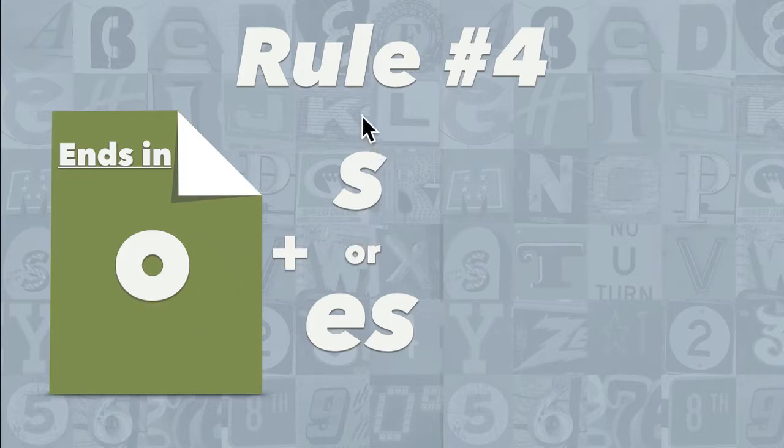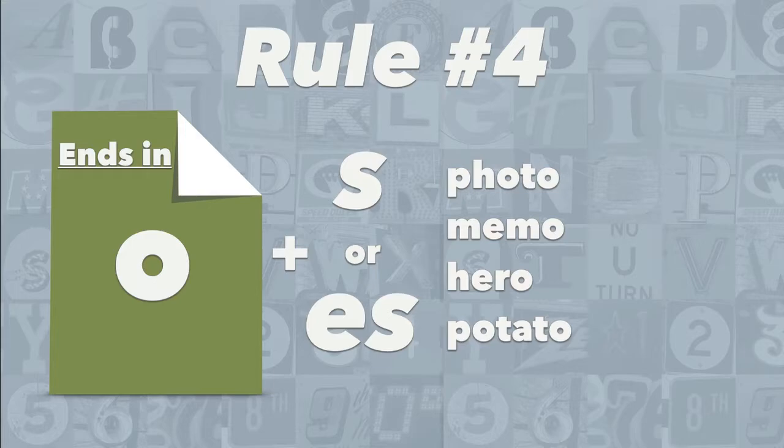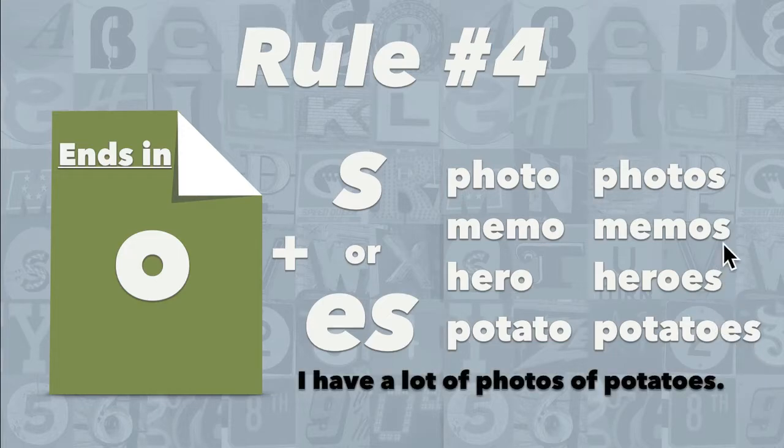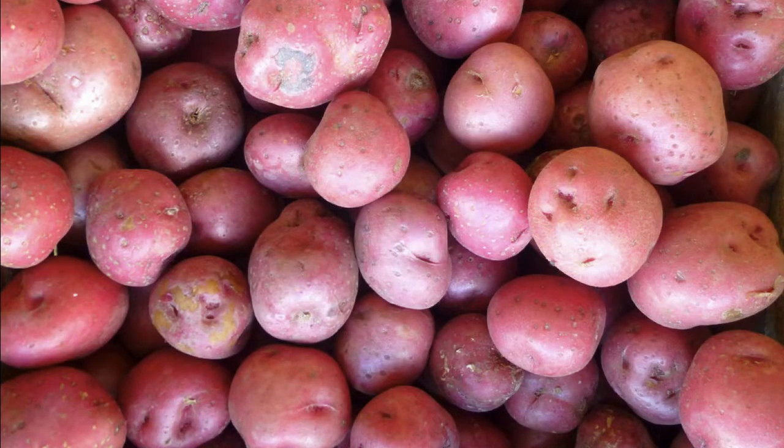Rule 4, what if a noun ends in an O? Sometimes you add an S or you add an ES. And believe it or not, some words you can do either or. It doesn't matter. Some examples: photo, memo, hero, potato. Photo and memo, you only add an S, but hero and potatoes, you add ES. For example, I have a lot of photos of potatoes. Why would I have that?